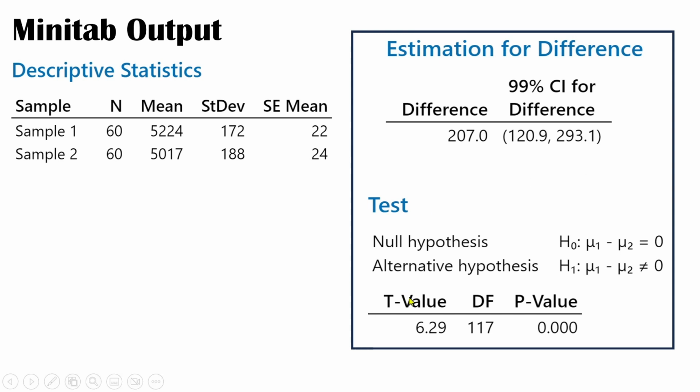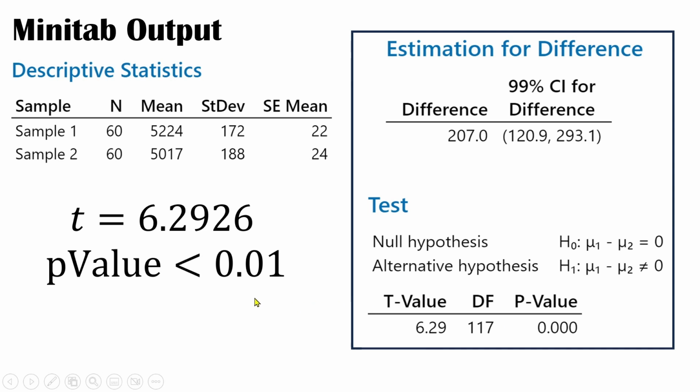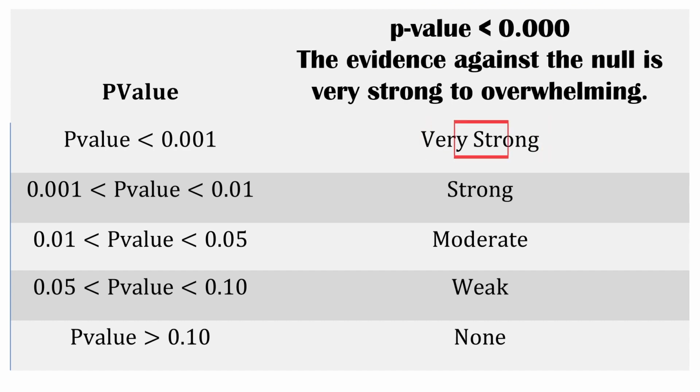Down here we see we have our test statistic, the degrees of freedom is indicated, and we have our p-value. So we can compare these with what we calculated. So we determined that the test statistic was 6.2926. Okay, so that's in agreement with Minitab. Our p-value, all we could say was that it was less than 1%. And you can see that Minitab is showing it is actually much less than 1%. It's essentially 0. And so what does this mean? This means that we have very strong to overwhelming evidence against the null hypothesis in this instance.